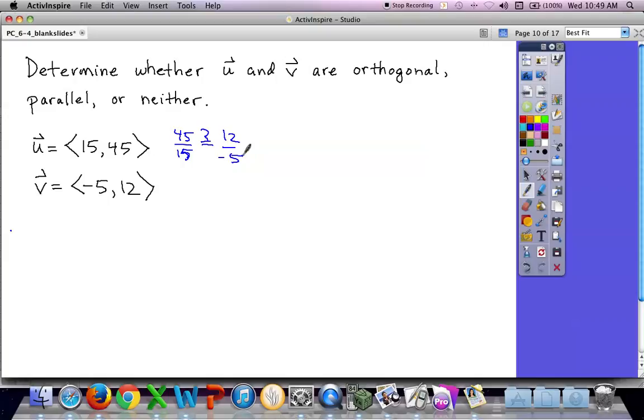No, right? It's not. Clearly, one's positive and one's negative. But if you don't want to do it that way, because it has to be the same thing, you could say, is 15 over negative 5 equal to 45 over 12? That's also a good check for being parallel. In either case, you're going to say no and no, which means not parallel.